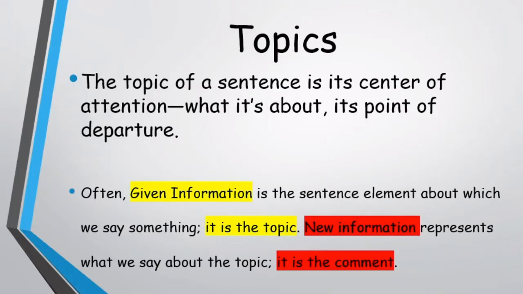Let us now proceed to topics. The topic of a sentence is its center of attention, what it's about, and its point of departure. Often, given information is the sentence element about which we say something. In short, it is the topic, while the new information represents what we say about the topic, or what we call the comment.